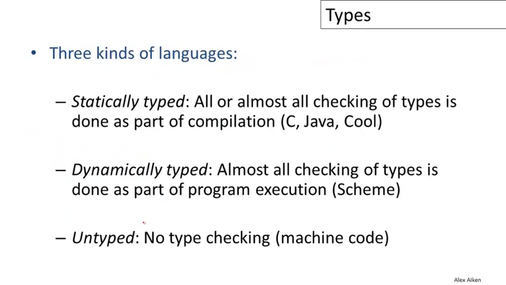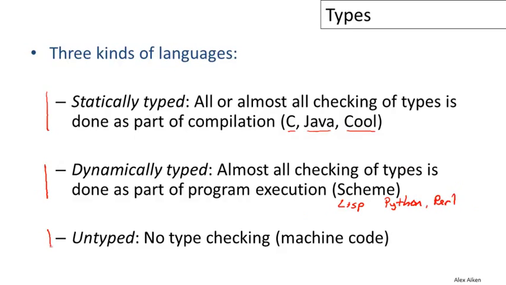Today, programming languages fall into three different categories with respect to how they treat types. There are the statically typed languages, where all or almost all of the checking of types is done as part of compilation. And COOL is one of these, and other languages that you've probably seen, like C and Java, are also statically typed. Then there are the dynamically typed languages, where almost all of the checking of types is done as part of program execution. And the Lisp family of languages, like Scheme and Lisp itself, are in this category, as are languages like Python and Perl. And so you probably used or heard of at least some of those languages.